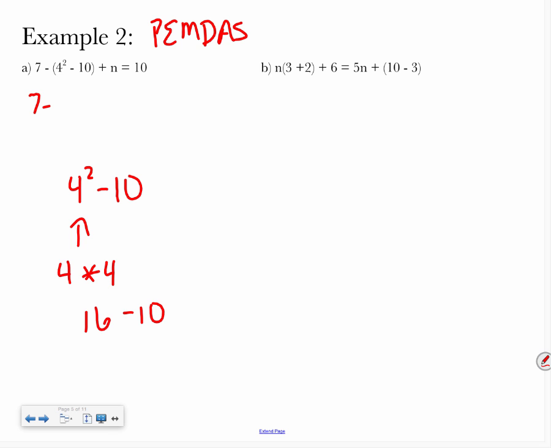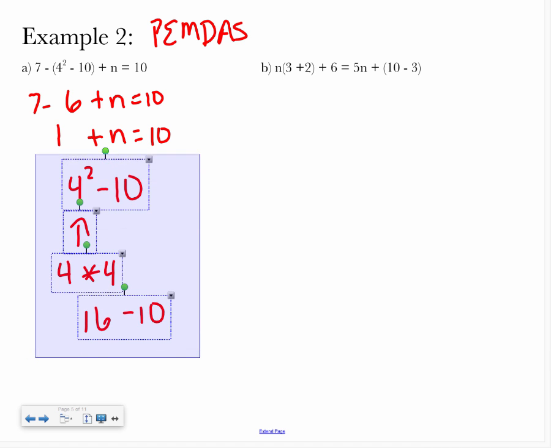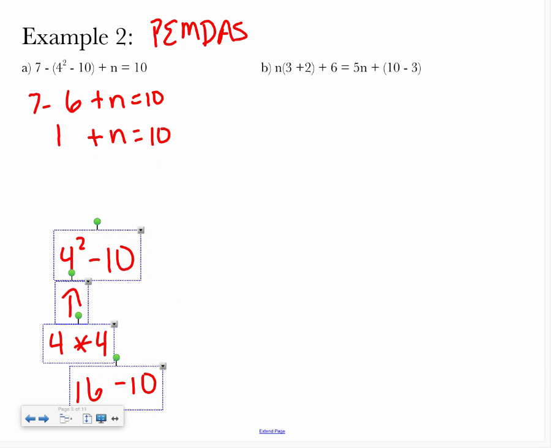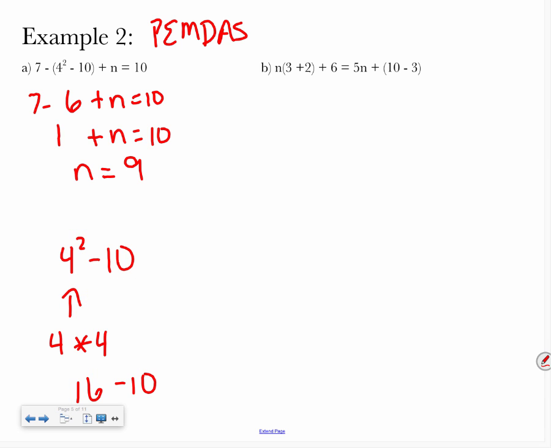So that is just 6 plus n equals 10. 7 minus 6 is 1, plus n equals 10. Or you could say, what number plus n gives you 10? We know that n has to equal 9. 1 plus 9 would give us 10.